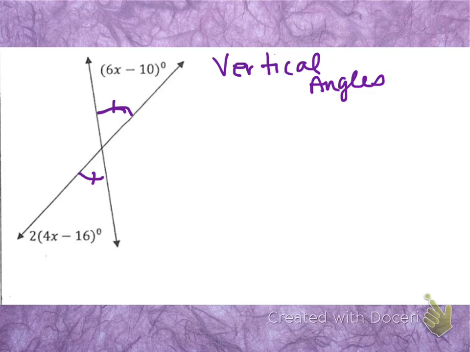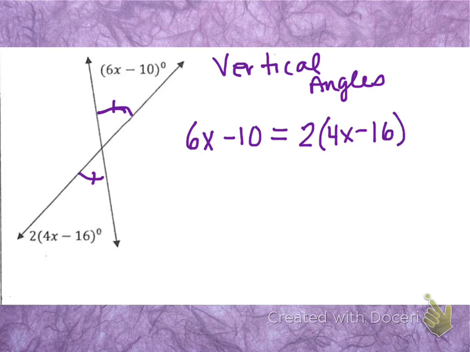So our equation is a little bit different here. We're not adding things up. We're setting them equal to each other. So my first angle of 6x minus 10 has to be equal to the other angle of 2 times the difference of 4x minus 16. And then we solve the equation from there. Now on the right-hand side, I've got to simplify. I have to distribute. So that gives me 8x minus 32.